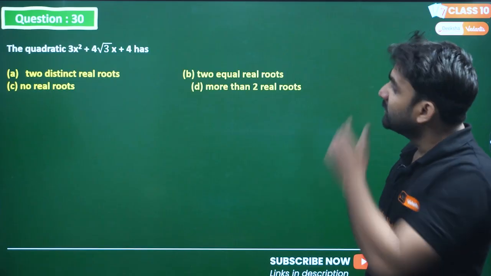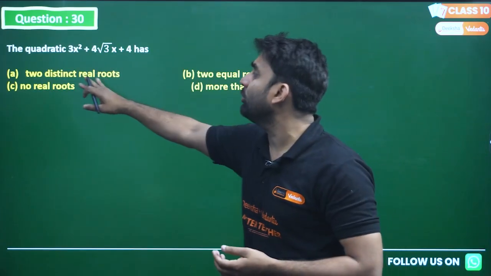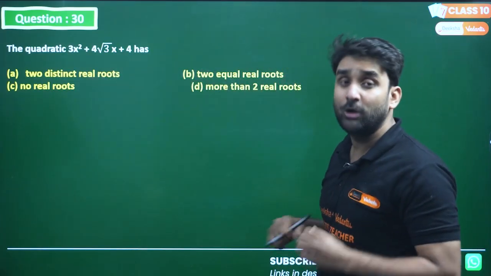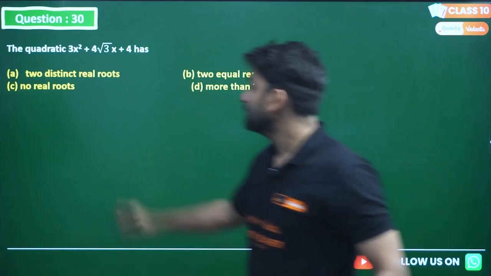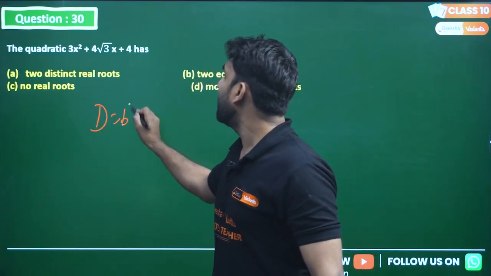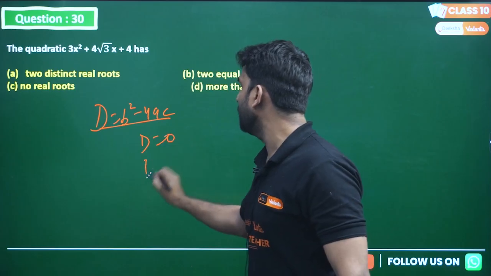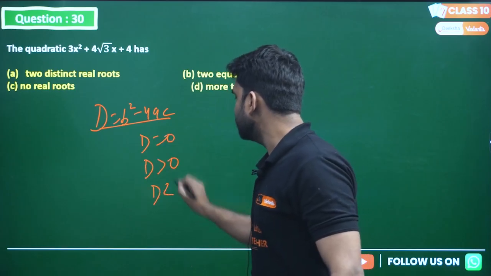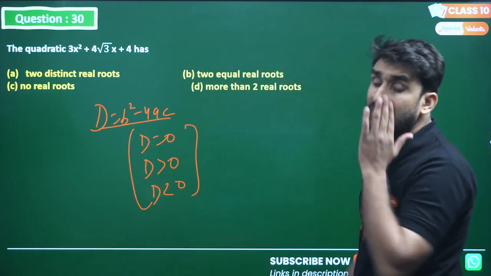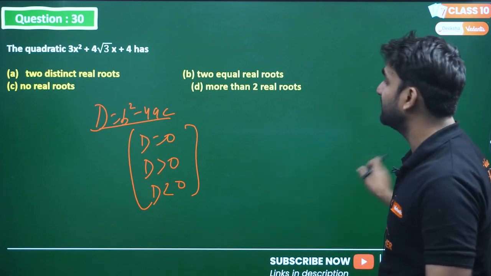Question number 30. A quadratic equation is given to you and 4 options are there, and all the options contain the nature of roots. To find the nature of roots, find the value of D and check whether D is coming equal to 0, greater than 0, or less than 0.